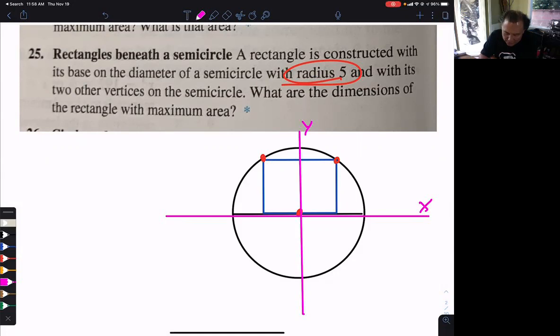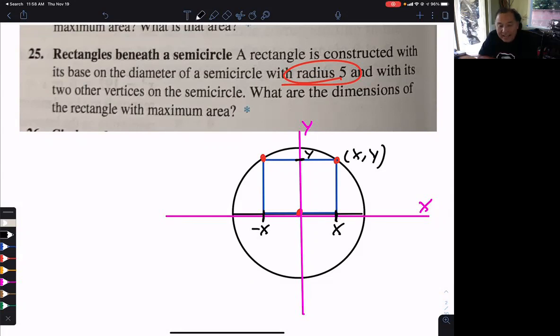Now, do I know this point? I don't, right? I wish I did. Somewhere along the circle, if I place that point, I'm going to have the rectangle with the biggest area. So I'm going to call that point, which I don't know, x, y. So this point here would be x. That point here would be opposite of x. And this point here would be y. Are we all good?